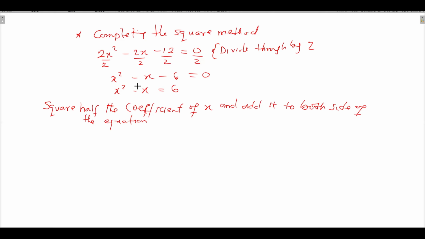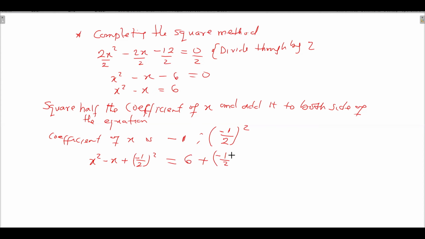Now, what are we saying? If you check here, the coefficient of x is negative 1. And the rule says we should halve it. Negative 1 times a half is minus 1 over 2. But the rule says square half of the coefficient. That means I'm squaring it like this, and then I will add it to both sides. So what they are saying is x squared minus x plus (minus 1 over 2) all squared will be equal to 6 plus (minus 1 over 2) all squared.